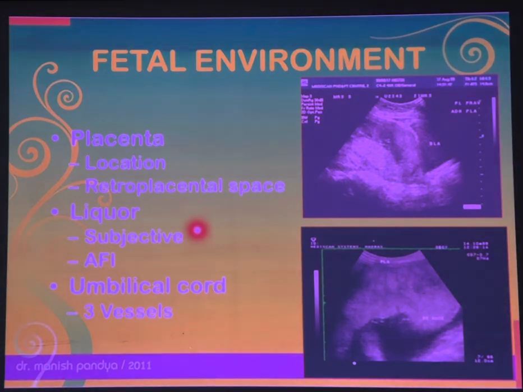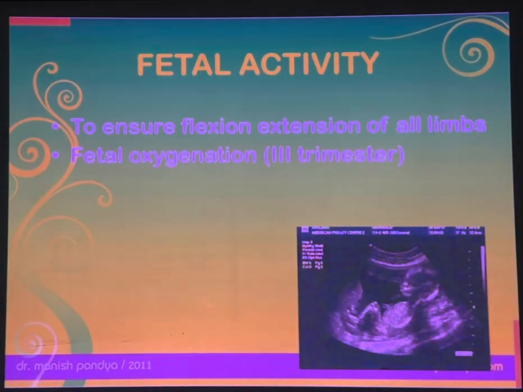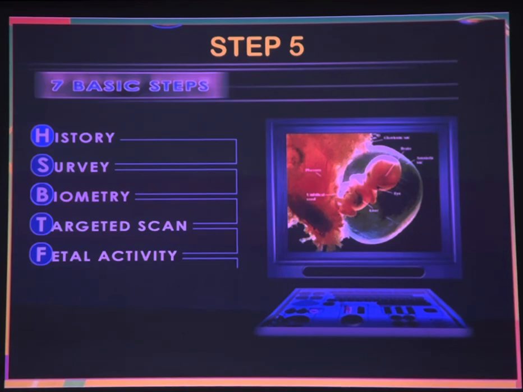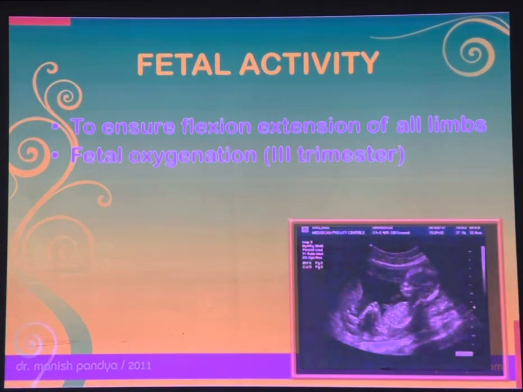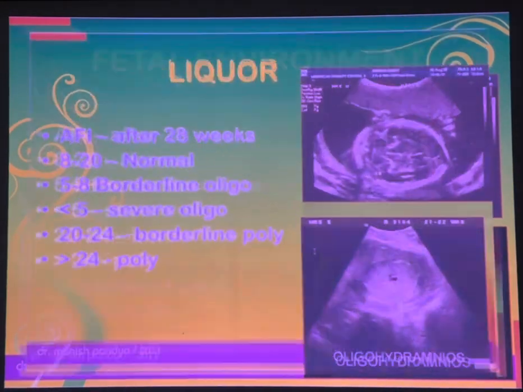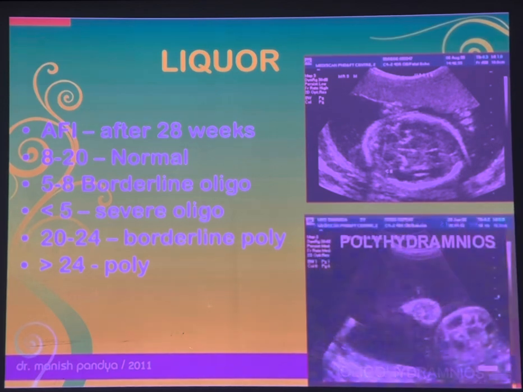Liquor is subjective. You can look for the single deepest pool, and if we have to be specific, we go for the amniotic fluid index, in which we divide the abdomen into 4 parts and estimate the liquor in each part. Liquor comprises the amniotic fluid index. Then in the umbilical cord we have to see for a 3 vessel cord. So this is AFI. We have to measure AFI only after 28 weeks of gestation.